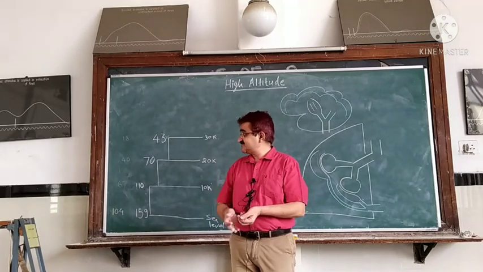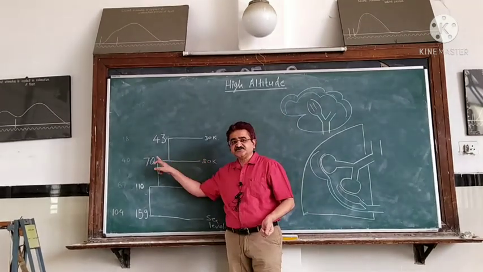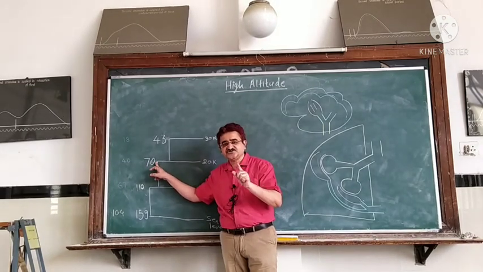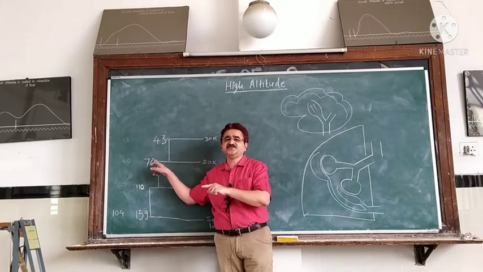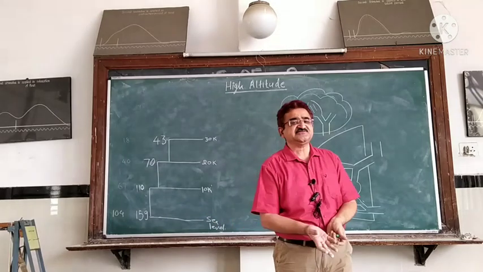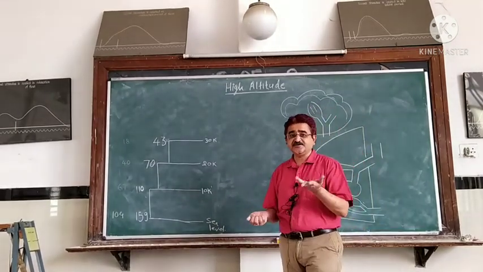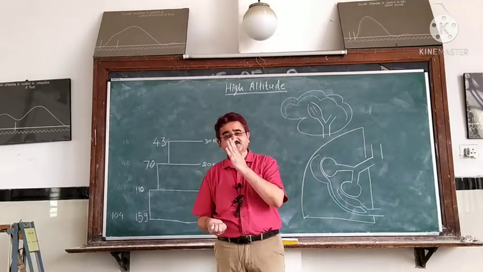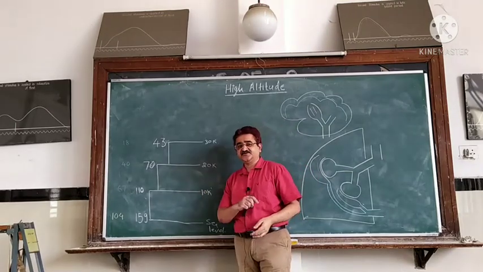Now you can say that, sir, at 20,000 feet, the partial pressure of O2 is 70 millimeter of mercury, and in our oxygen dissociation curve, we have seen that at 70 millimeter of mercury, the hemoglobin is more than 90% saturated with oxygen, so there may not be a chance of development of hypoxia. But still hypoxia is developing, and moderate to severe hypoxia develops at 20,000 feet.